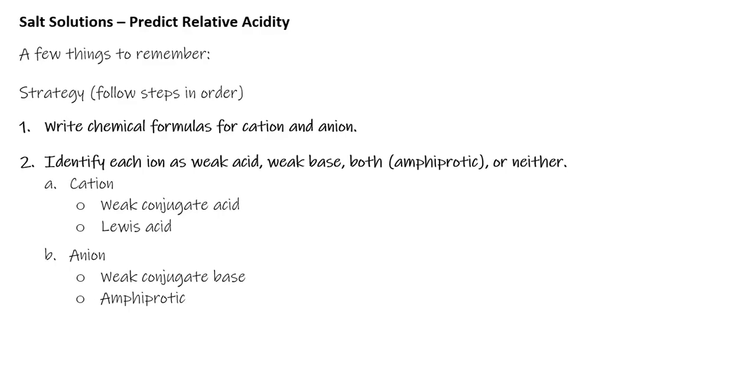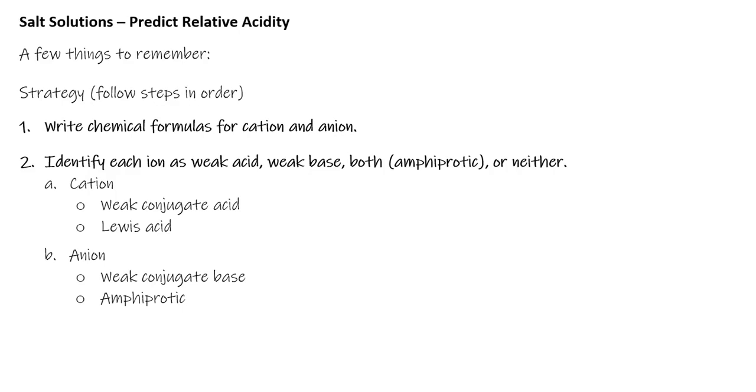This video is about determining the relative acidity of a salt solution. The key point here is to assign the acid-base properties of the cation and the anion. Depending on the situation, some of them are relatively easy, others are more complicated. The most important thing about these types of problems is to follow the steps of the strategy in order. It really does matter here.